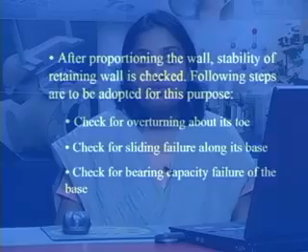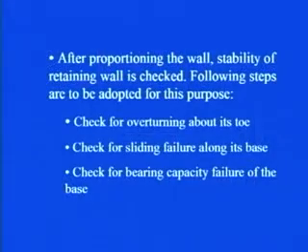See, all the forces which are acting, some of them have the tendency to make the wall overturn about the toe, and some of the forces resist this overturning. So, we have to identify these various forces which are disturbing or which are resisting, and with the help of these forces we should be able to find out the factor of safety against overturning. That we will see in subsequent slides. The second point is the check for sliding failure along the base, and the third one is the check for bearing capacity failure of the base. So, let us see one by one.